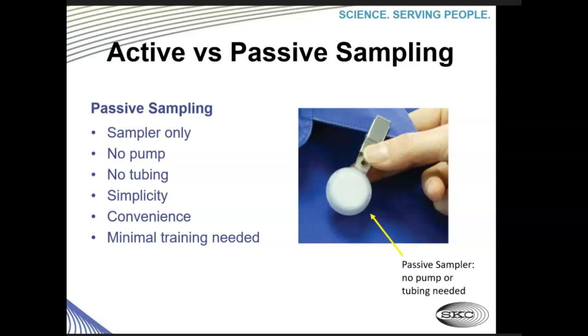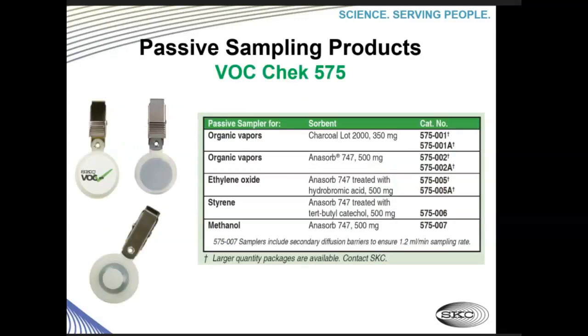Someone would just simply clip it on the lapel or somehow in the breathing zone, and the person would wear it for a designated period of time, and then it would be removed. So obviously it's a much simpler process. And therefore, everybody loves the convenience of passive sampling.